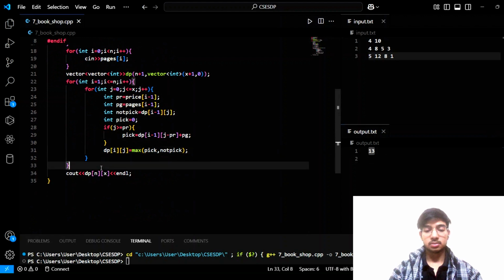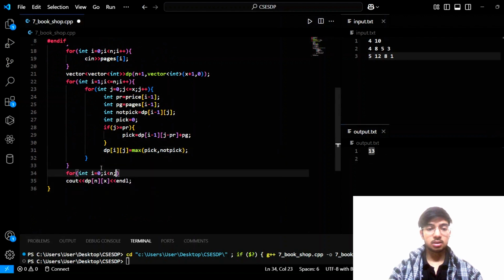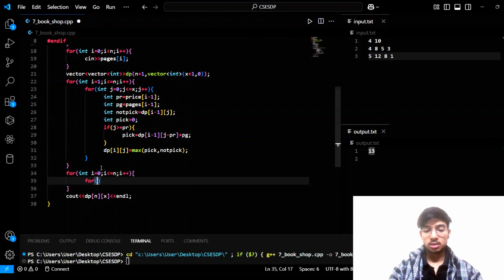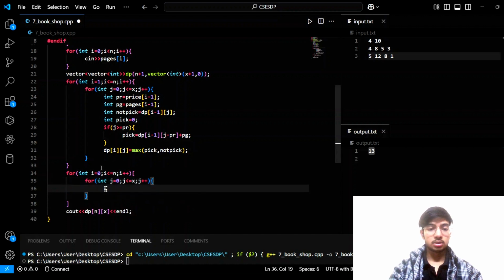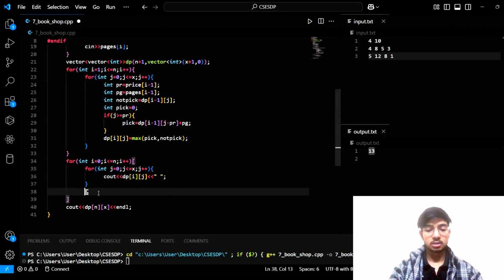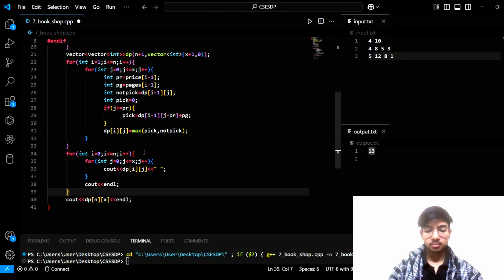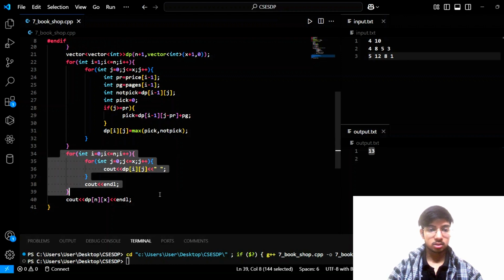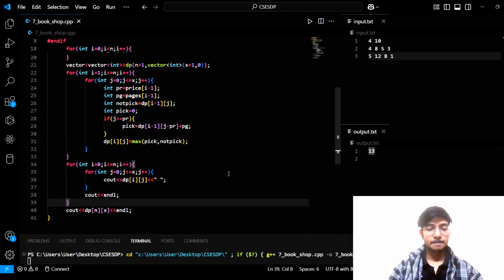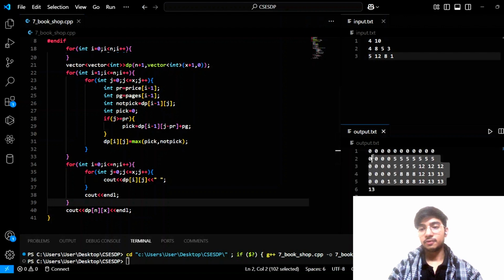Now let's try to print our DP table. For int i equals 0, i less than equal to n, i plus plus, for int j equals 0, j less than equal to x, j plus plus, cout dp of i, j with a space, and print a new line after each row. Yes, so let's check it out. Yes, this is our DP table, right? The first row, the second row, third, and the fourth. And finally, we return the answer dp of n, x, right?